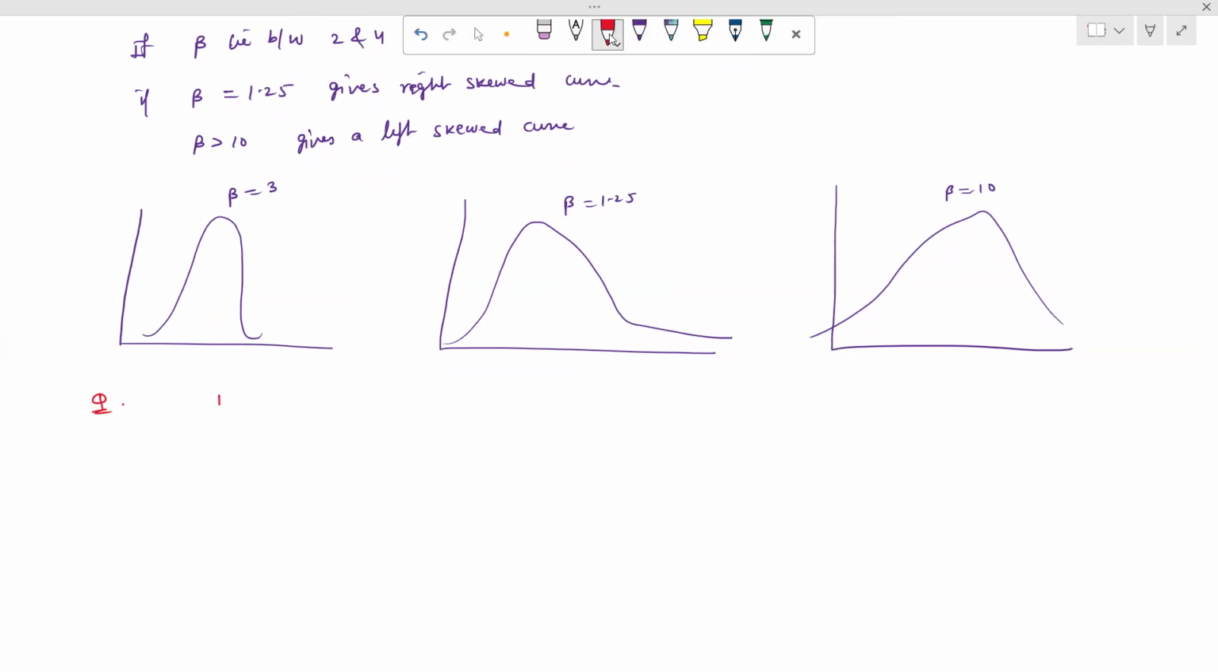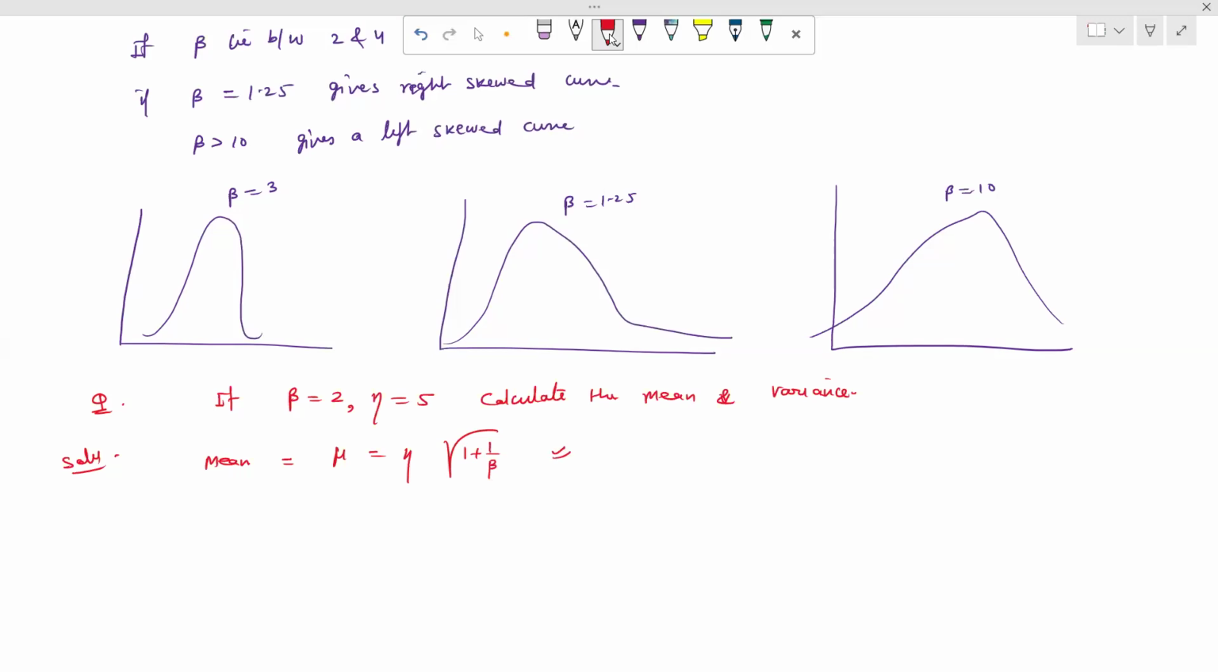Now we take one problem based on the Weibull distribution. The parameters are given: beta is equal to 2 and eta is equal to 5. Calculate the mean and variance. To calculate the mean, we denote it as mu. Mu is equal to eta gamma of 1 plus 1 upon beta. So we remember the formula.